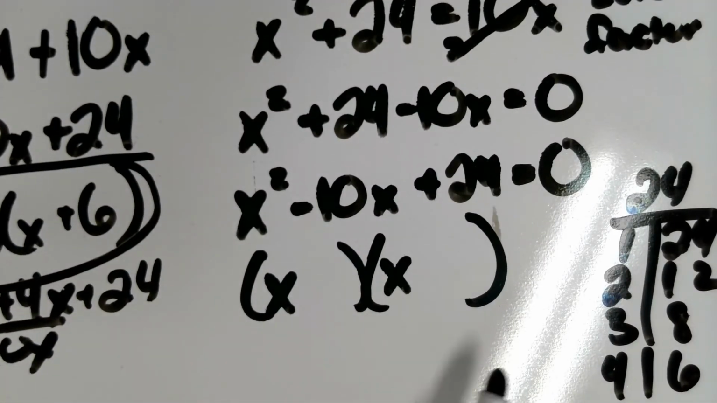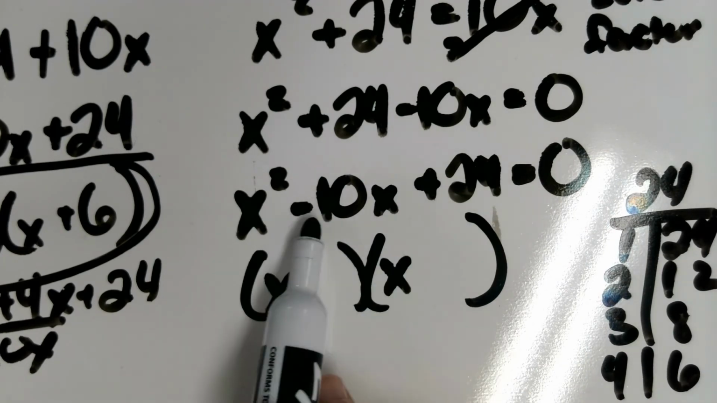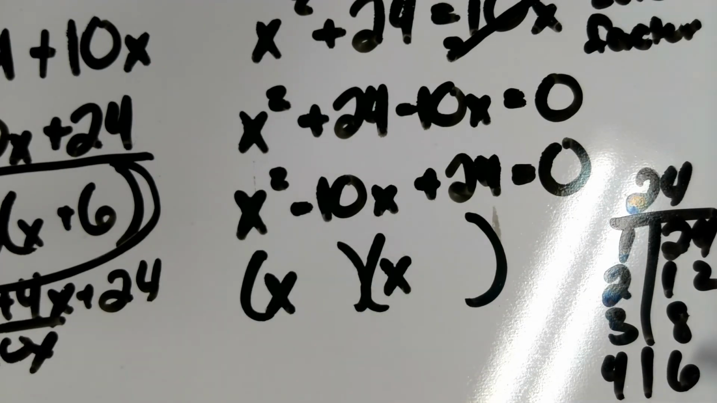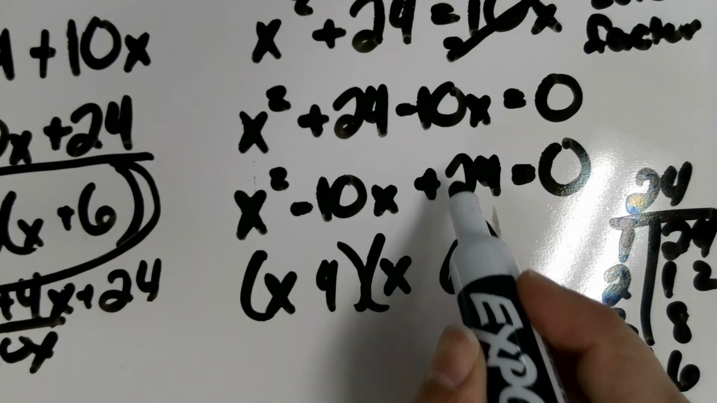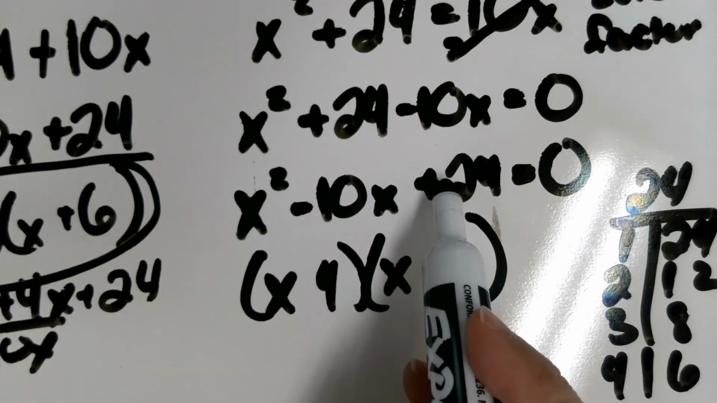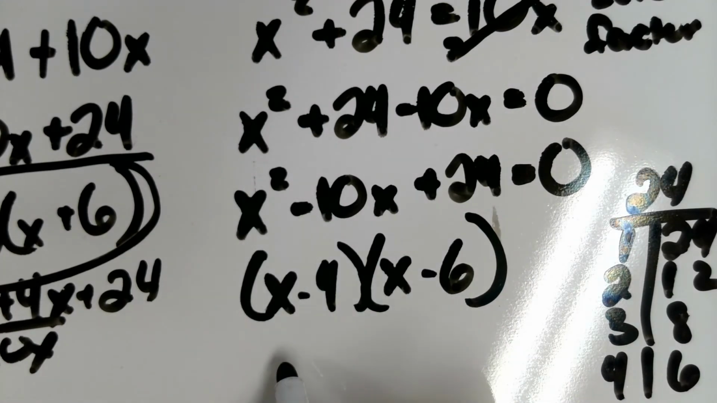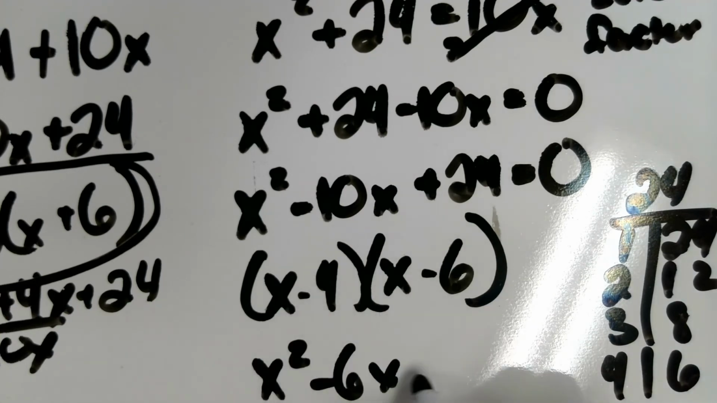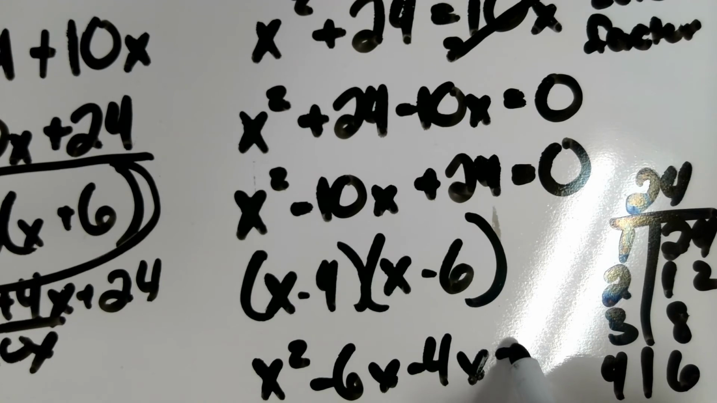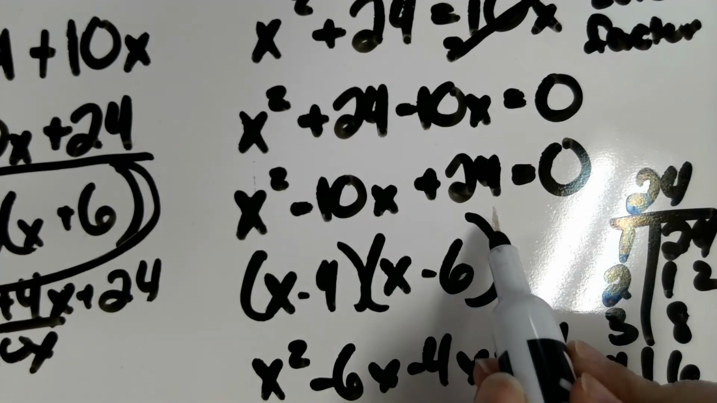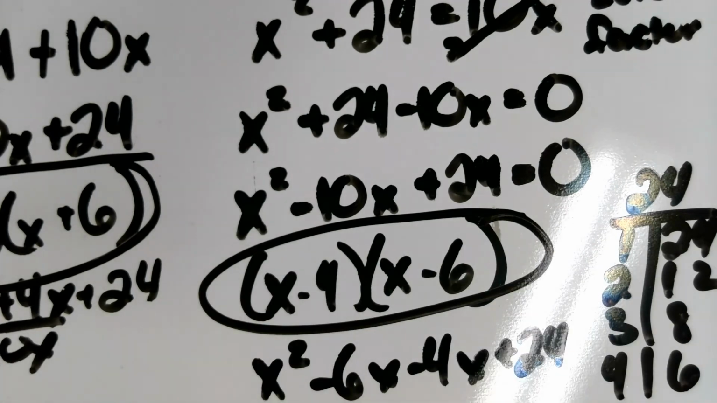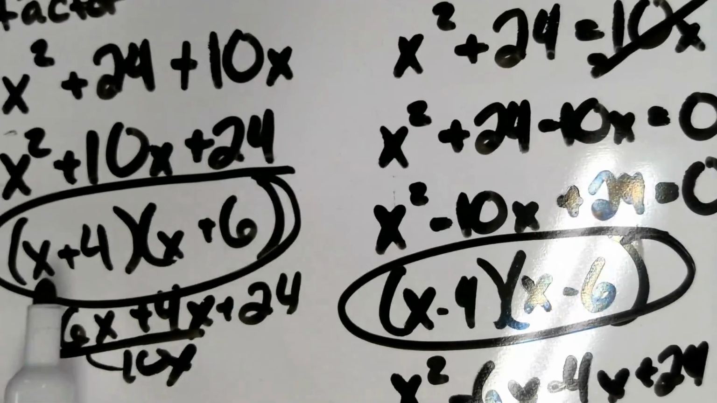Now, let's see, which of these is going to give me 10? Now, do you see how this is an opposite sign? I have a negative 10. If I use 4 and 6, I would need to have both signs negative. Let's try that. First, outers, inners, lasts. Does that equal the end? It does. Now, I have gotten my factoring, but am I done? That was my finished product for this one.